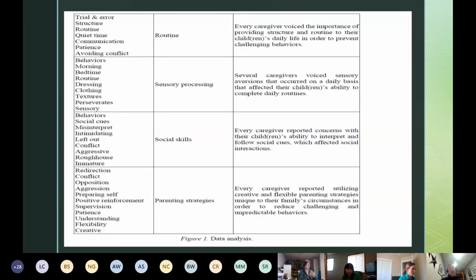It didn't work that way in this study. Okay? Each of these themes came from an individual category. So don't think that we would have to lump routine and sensory processing and come up with one theme for that. Okay, we can create one theme with one category.